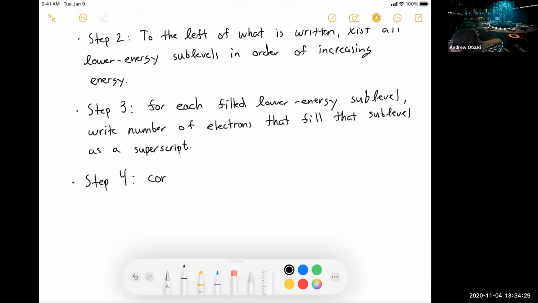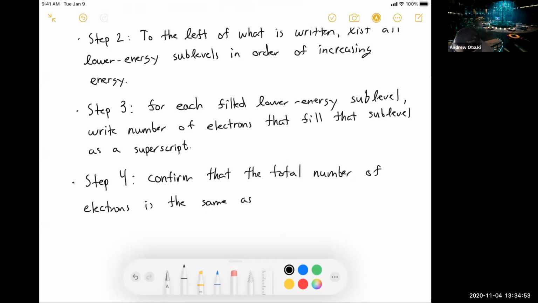Then now we're going to do step 4. Confirm. So this is totally optional, but I do recommend it. Confirm that the total number of electrons is the same as the atomic number. So make sure that the electrons that you've written out are the same as the atomic number. So you'll always be correct if you do that.